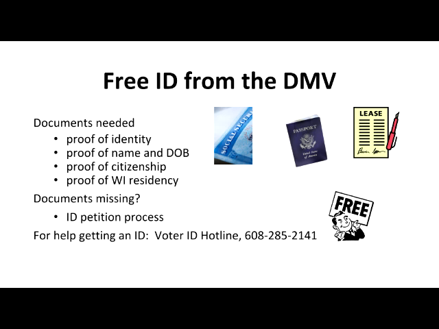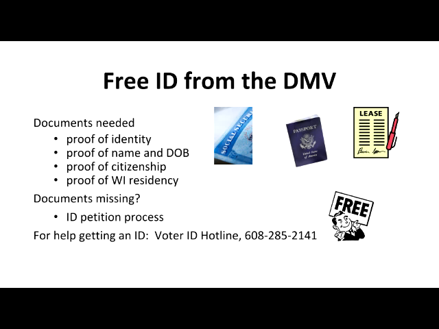Voters who do not have one of these acceptable voter IDs can get a free ID at the DMV that can be used for voting. To get the ID, the voter must present documents proving personal information in 4 areas: proof of identity, proof of name and date of birth, proof of citizenship, and proof of Wisconsin residency. To get the free ID, the voter must give up their out-of-state driver license or ID.